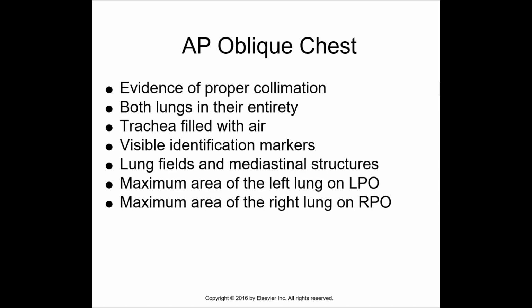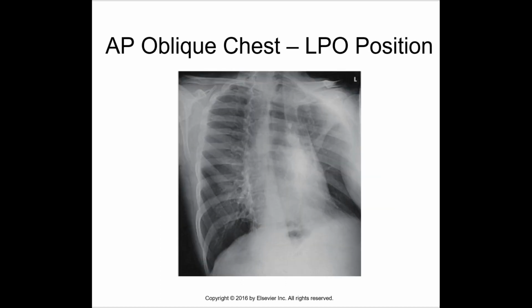AP oblique chest: evidence of proper collimation, both lungs in their entirety, trachea filled with air, visible identification markers, lung fields and mediastinal structure, maximum area of the left lung on LPO, maximum area of the right lung on RPO. So here's an AP oblique chest in the LPO position.